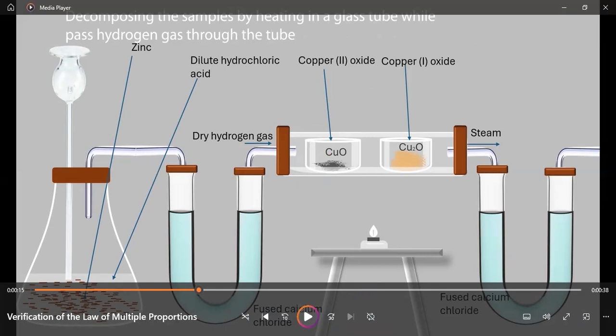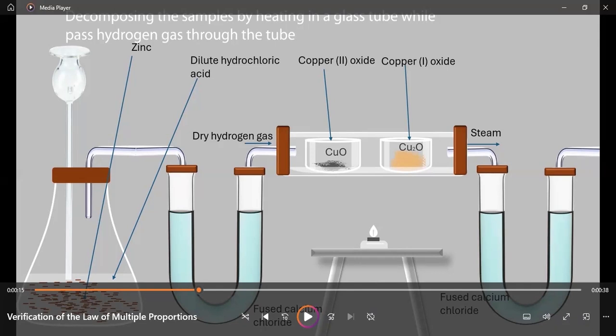This is a glass tube. We are going to heat this glass tube with the sample inside. And now, as we heat it, we direct a stream of hydrogen through the tube to reduce the copper 2 oxide and copper 1 oxide to copper. We want to get only copper there. So we are carrying out a reduction reaction. And this hydrogen gas is coming from this conical flask here on the left hand side.